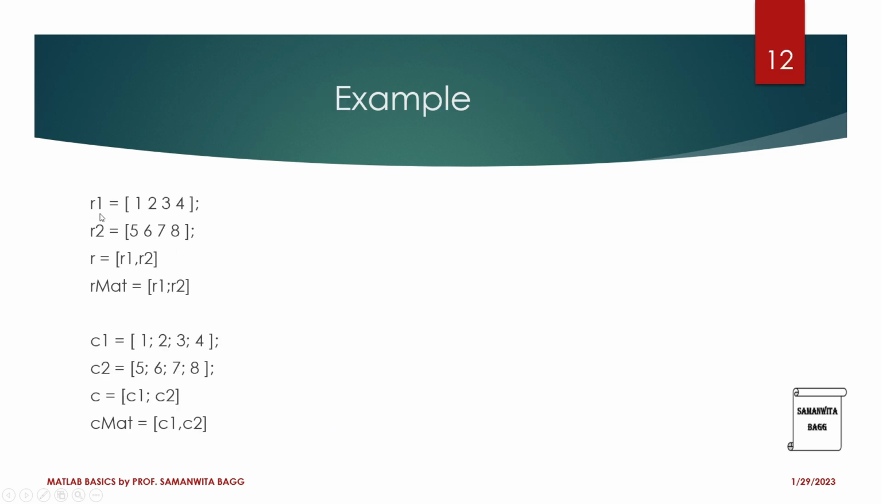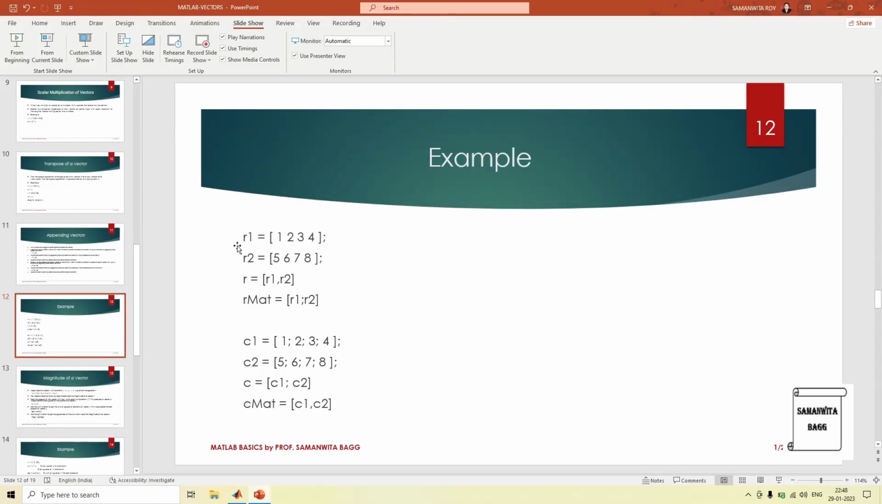So this is an example, R1 is one vector, R2 is another vector. This is appending two vectors, and here these two vectors are now in the form of two different rows. Similarly, C1 is one column vector, C2 is another column vector, C is appending these two, and here you can write two columns side by side. So we will just put this into MATLAB and see the result.